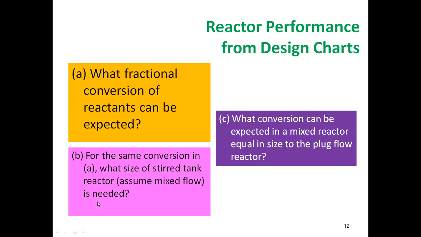Now, what are we required in this problem? So what fractional conversion of reactants can be expected? For the same conversion in letter A, what size of stirred tank reactor, assumed mixed flow, is needed, and what conversion can be expected for the same size, or equal in size to the plug flow reactor? Okay, so these are our three required information.